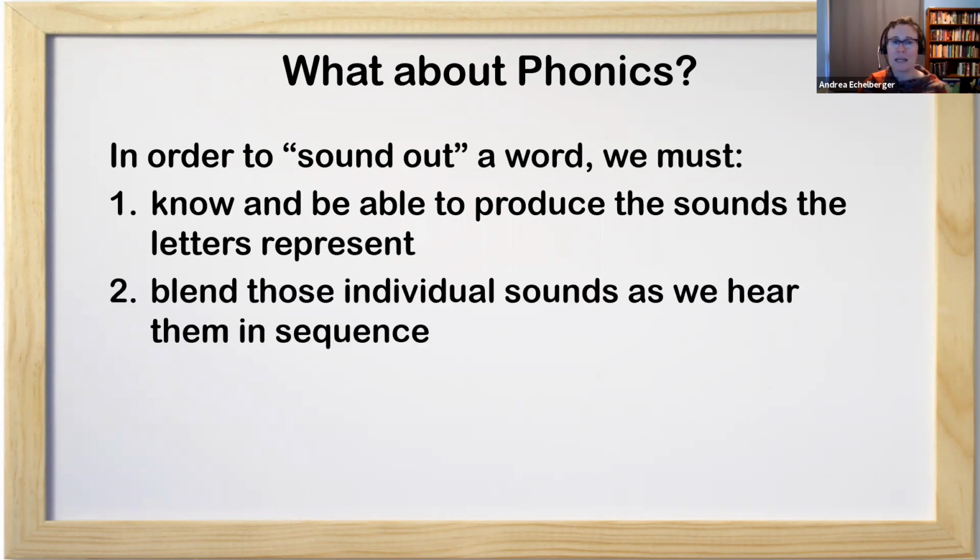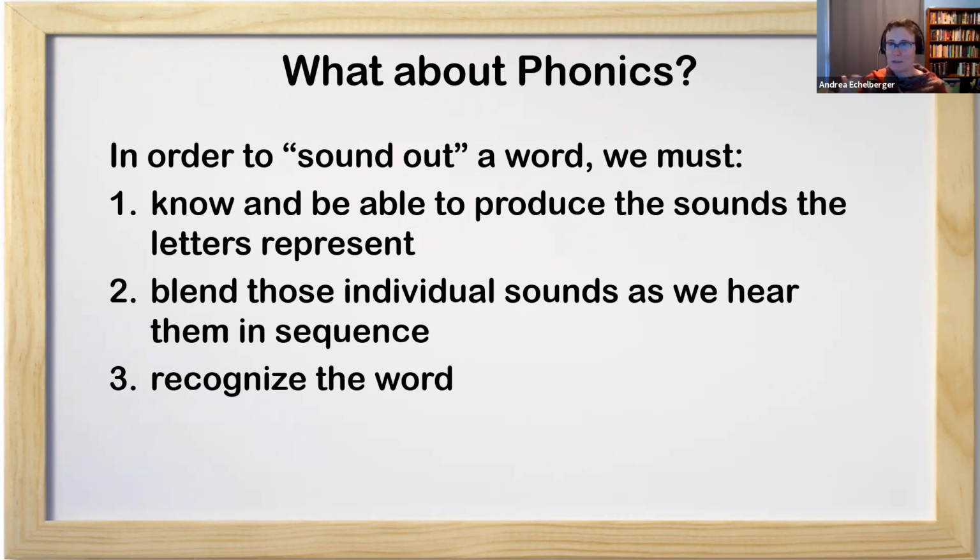Then we need to blend those individual sounds as we hear them in sequence. So we have our C-A-T, we can say k, at, cat. So blend those sounds together. And then the final step is to be able to recognize the word cat. Oh, I know what that word means. I have a mental image of cat.